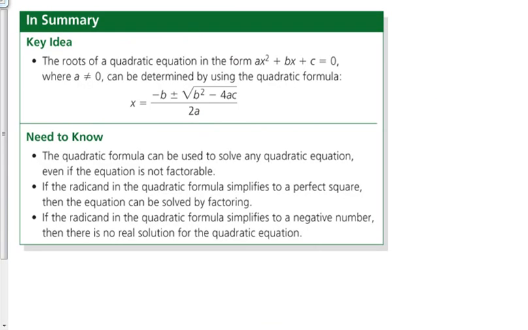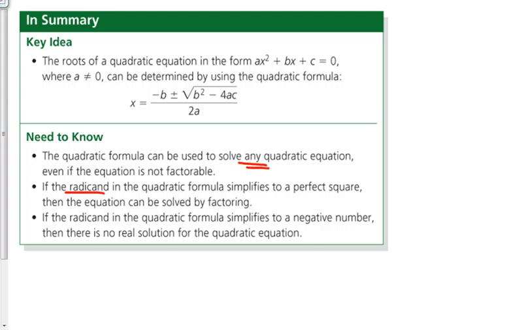In summary, the roots of a quadratic equation in general form, where a is not equal to 0, can be determined by using the quadratic formula there. x is equal to negative b plus or minus the root of b squared minus 4ac all over 2a. You need to know that the quadratic formula can be used to solve any quadratic equation, even if the equation is not factorable.